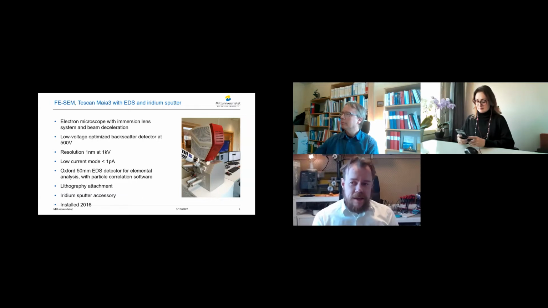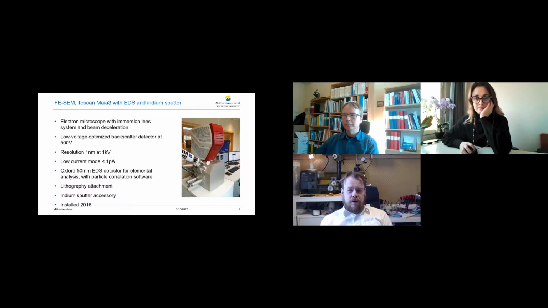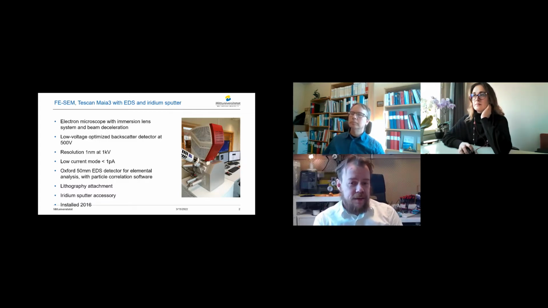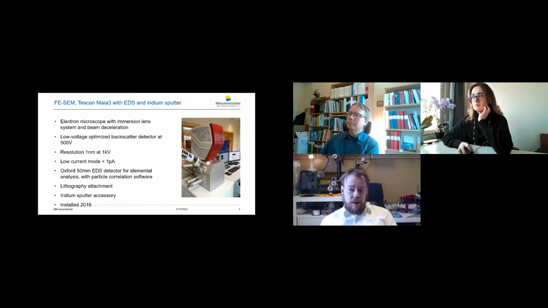So the electron microscope we have is optimized for low voltage use. It is an immersion lens system, and it can use backscatter detectors as low as 500 volt. It is quite rare. And the resolution is 1 nanometer at 1 kV, and it can work in a low current mode. That means less than 1 picoamp in beam current. So it is optimized for soft materials. That is a common key term in electron microscopy, sensitive materials for electron beam.